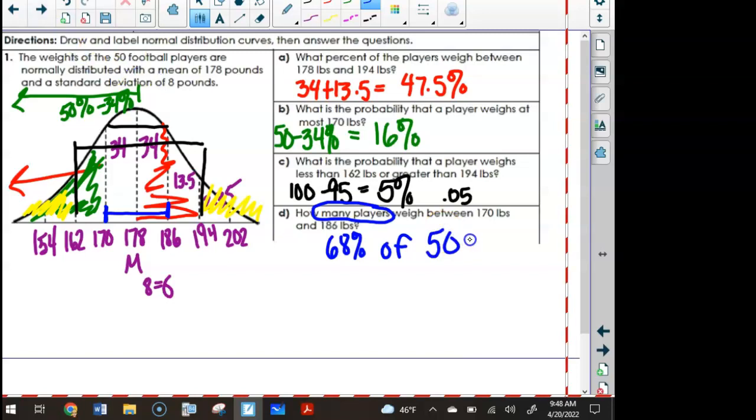So 68% of 50, somebody? I'm thinking 34. I'm not going to be super picky. If it's a decimal, 5 or above, round up, don't round down. I'm not going to be picky about that.